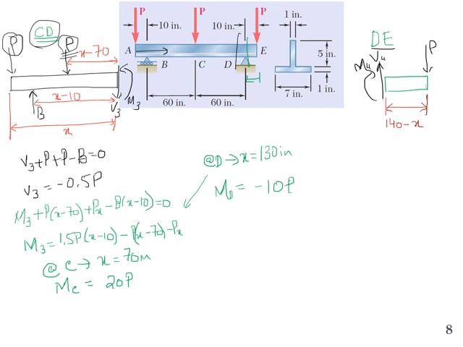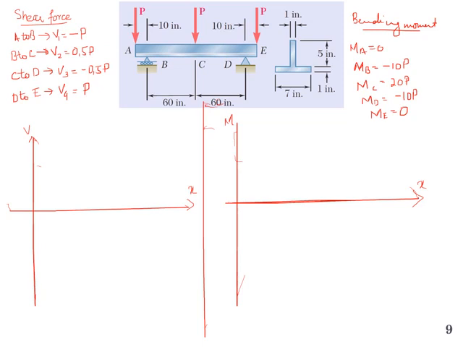Now we consider the last segment DE. Let me write the expression for the shear force. V4 acting upward will be positive, minus P. The force acting downward will be positive. So V4 will simply be equal to P, and this is valid for the DE segment. And at E, that is the free end, the moment will be equal to 0. Now we have the value of moment and shear force on different segments, and we can draw the shear force and bending moment diagram accordingly. Okay.